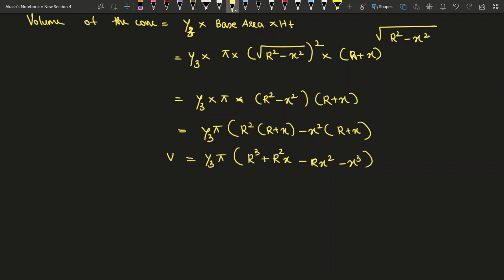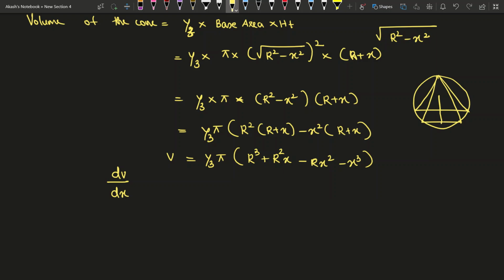According to applications of derivative, if you want to check maximum or minimum, what can we do? We can check the first derivative, that is dV/dx. Why x? X is the variable here, the thing which is varying. For example, if you are inscribing a cone in a sphere like this, x will be less. If you are inscribing like this, x will be more. So x is the variable here. That is why we are checking it.